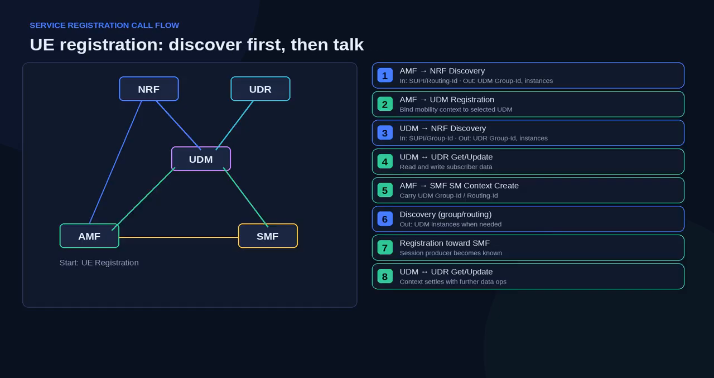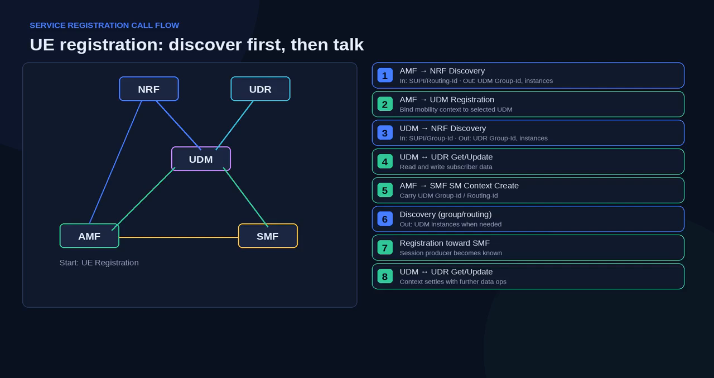Now the detailed flow. Service registration during UE registration, told first in words, then shown step by step. Start. A UE registers and the signal reaches the AMF. Step 1, the AMF discovers toward the NRF. Inputs include SUPI or a routing identifier. Outputs include a UDM group identifier and UDM instances. Step 2, the AMF performs registration toward the UDM it selected. Step 3, the UDM itself discovers through the NRF. Inputs include SUPI or group identifier. Outputs include a UDR group identifier and UDR instances.